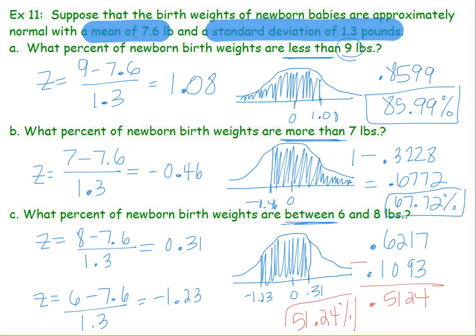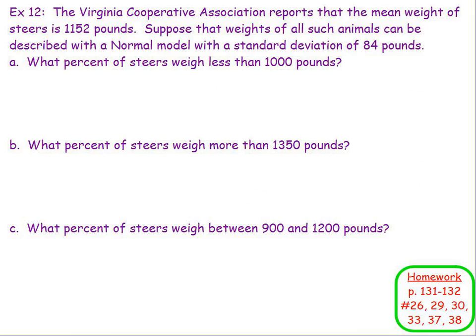And so we have a second set of examples just like this. The Virginia Cooperative Association reports that the mean weight of steers, male cows, is 1,152 pounds. Suppose that weights of all such animals can be described with a normal model, there's your key word, with a standard deviation of 84 pounds. So I want you to pause the video and try these 3 problems. I always have people ask me, do I have to draw that picture? If you don't need the picture, you don't have to draw it. But if you make a mistake because you don't draw it, you'll lose points on a test. So you pause the video and you try these 3 problems, and let's see how you do on your own.